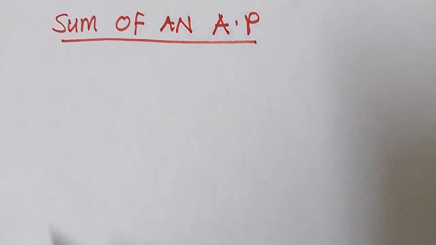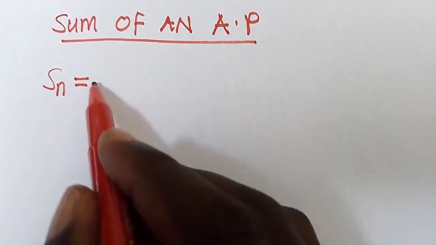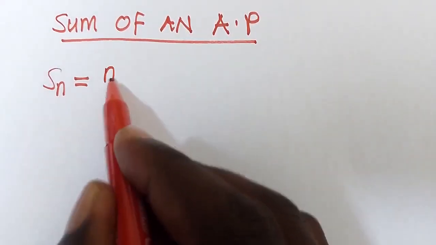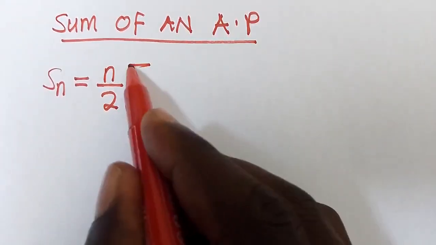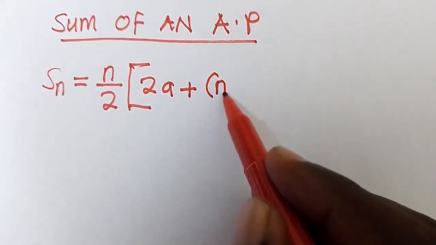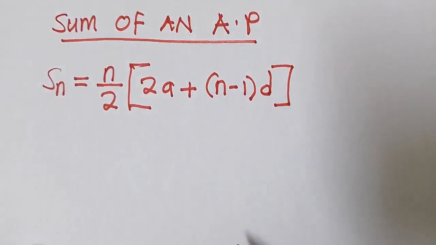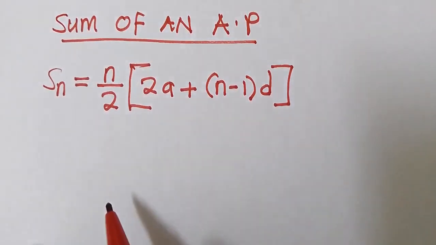All these formulas which I'm telling you, you need to make sure that you know them and understand them. The formula that we get to use is like this. You put n over 2, with brackets, then 2a plus, open bracket, n minus 1, then d, and close the brackets. This is the formula that we use whenever we want to find the sum of the nth term.